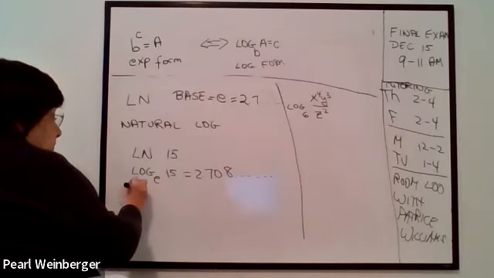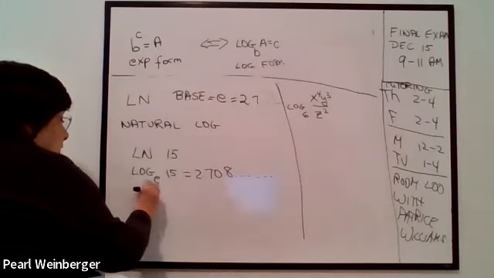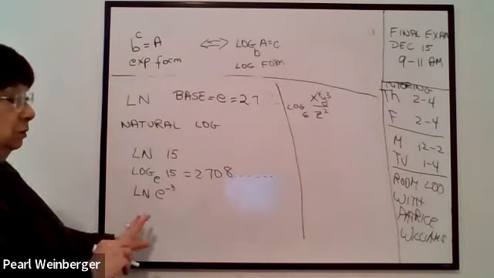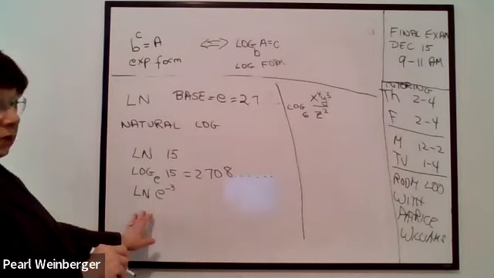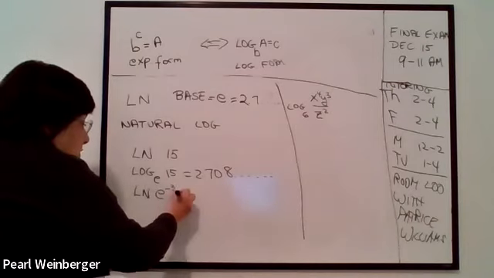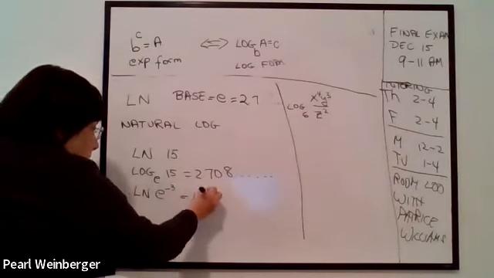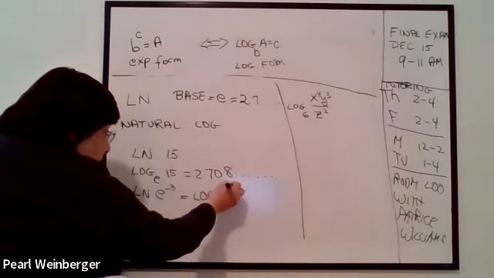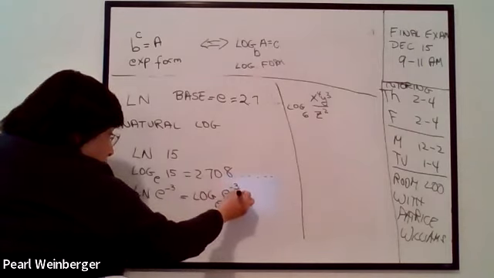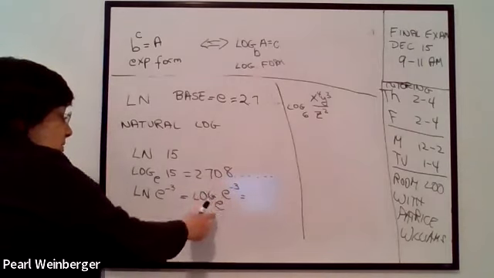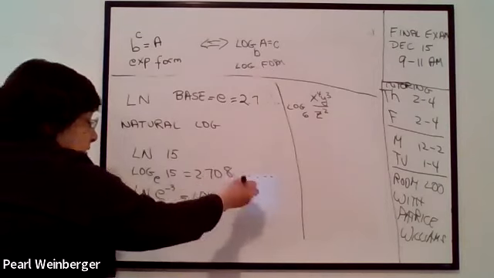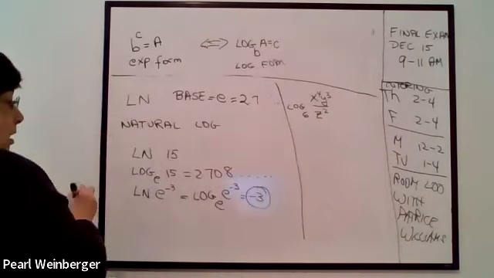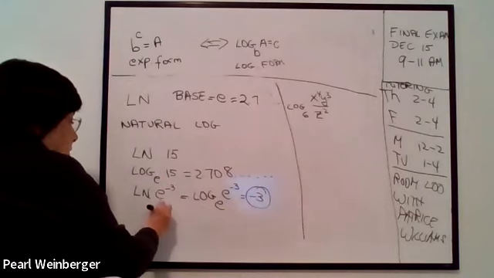But you could do something like this. What if I ask you, what's ln of e to the negative 3? Now that looks like it's complicated, except if you remember, ln means log base e, and this is e to the negative 3. Well, we know that when the two bases match, the log is simply the exponent, so the answer would be negative 3.